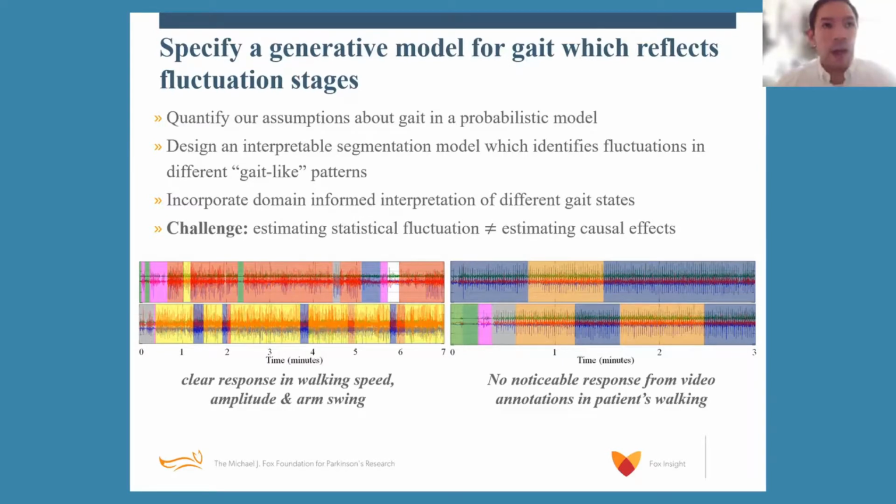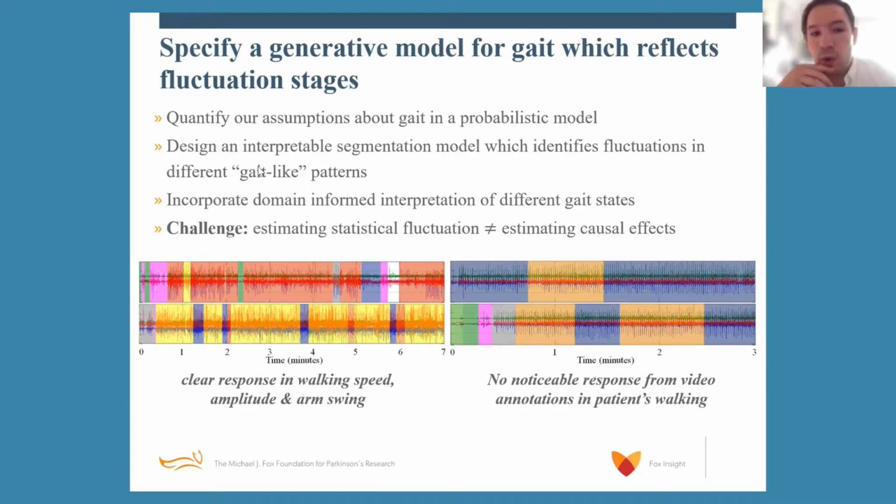And as we grow the number out of sample, the number of people on whom we deploy the platform, more and more clusters of non-stationary or stationary gait subtypes, depending on your emission mechanism, are automatically created. And then we have a map of which of these subtypes of gait and non-gait activities are actually useful for Parkinson's disease. So we quantify our assumptions of gait in a single probabilistic model, and we go about training them using different algorithms, mostly MCMC. We design an interpretable segmentation model which identifies fluctuations of different gait-like patterns.